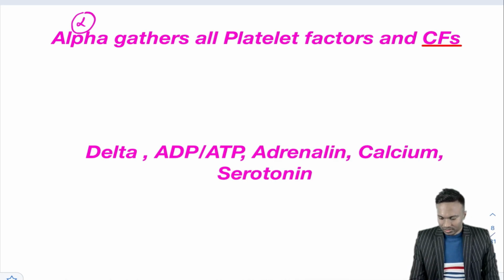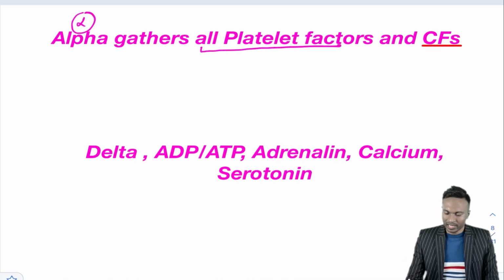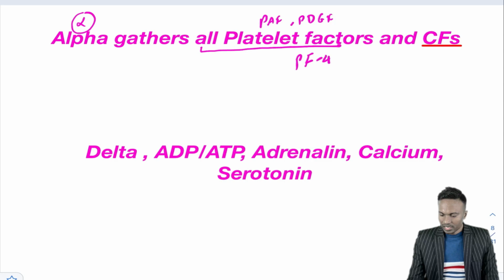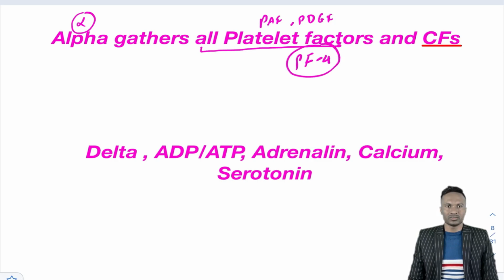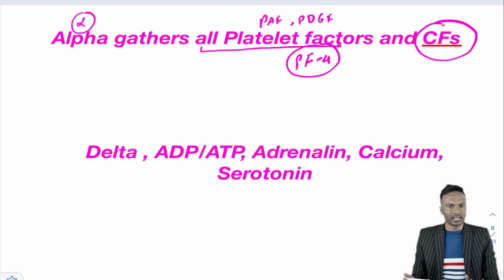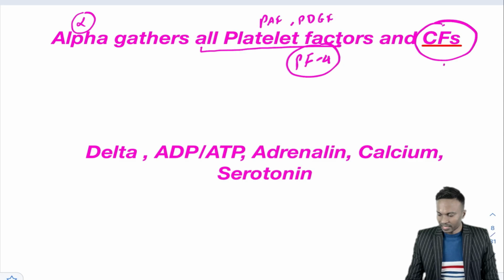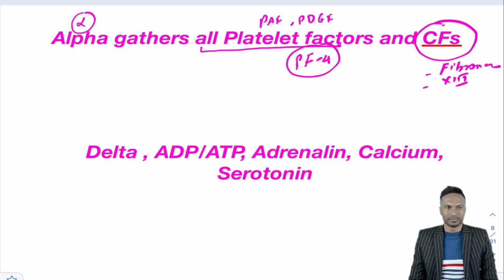All platelet factors. What are all platelet factors? You can have platelet activation factor, platelet derived growth factor. You have platelet factor 4. We will discuss platelet factor 4 in case of HIT, heparin induced thrombocytopenia. All clotting factors, by saying all clotting factors, I mean all clotting factors which are there in granules of platelets. These are contained in alpha granules like fibrinogen, factor 13, etc. So alpha gathers all platelet factors and clotting factors.